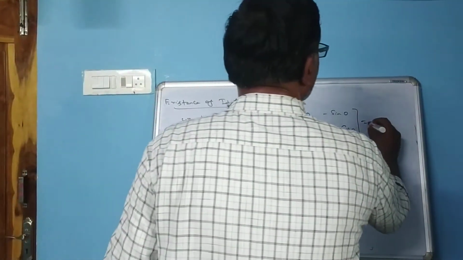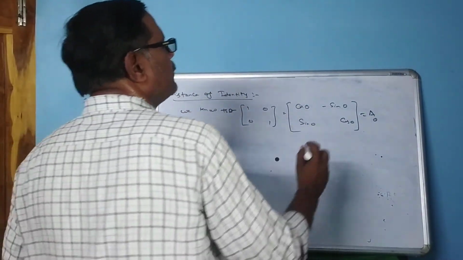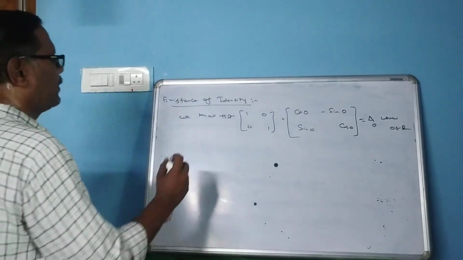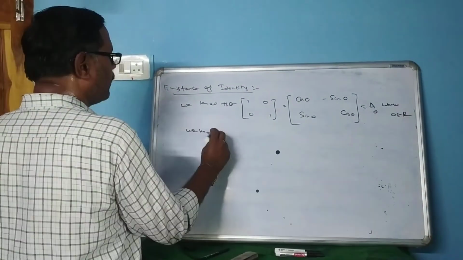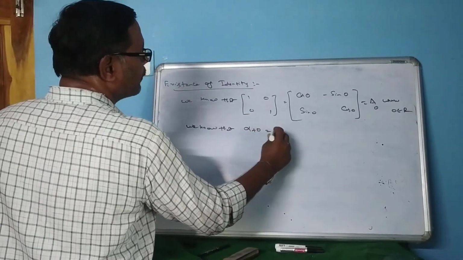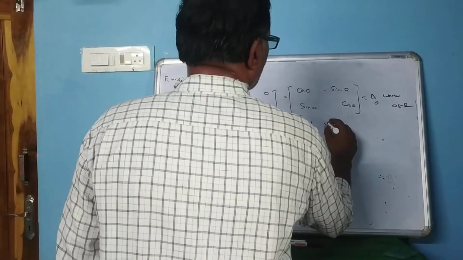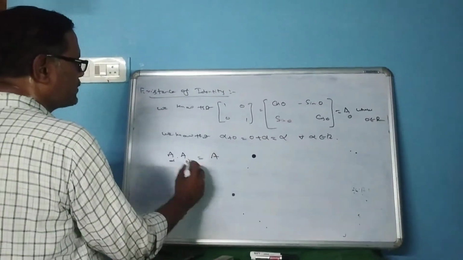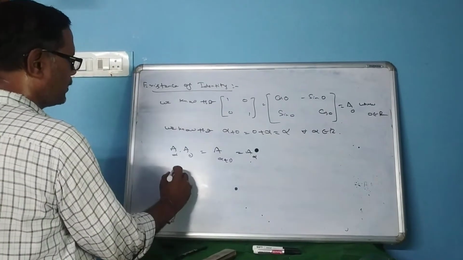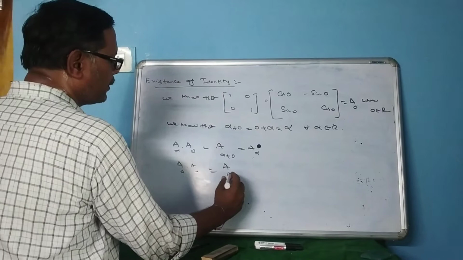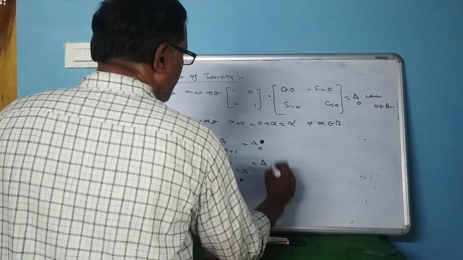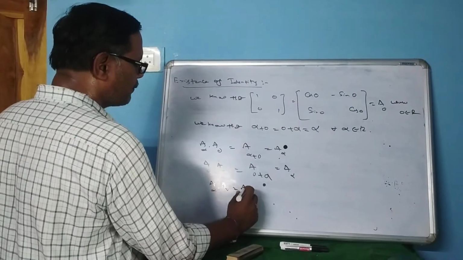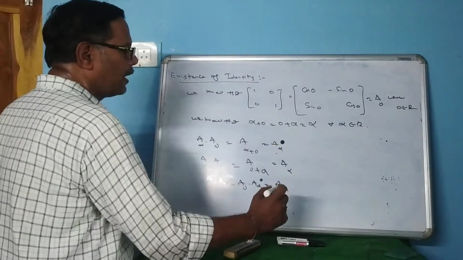Now I wanted to write this matrix as A0 where 0 belongs to R. Now A alpha into A0. We know that alpha plus 0 is equal to 0 plus alpha is equal to alpha for all alpha belongs to R. Now A alpha into A0, what is this? A alpha plus 0. This is A alpha. Similarly, A0 into A alpha. This is A0 plus alpha. This is A alpha.